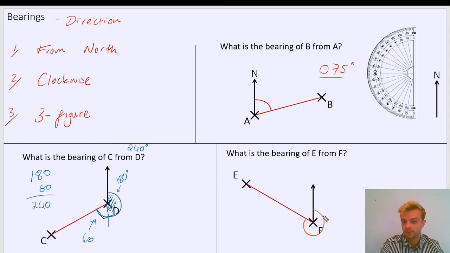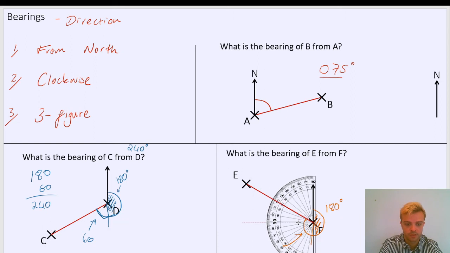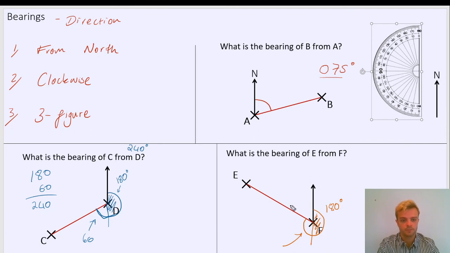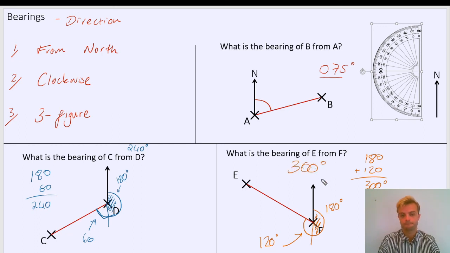And a bit like last time, it's bigger than 180 degrees. So if I section this off, I know that this part of my angle is 180 degrees, and I have to measure this part. So I'll take my protractor, which is already the right way round from our last question, line it up like that, and coming around the outside of the protractor from 0, this angle looks to be 120. So I'll get that out of the way. That angle is 120 degrees, which means the entire angle is 180 plus 120, which is 300 degrees. So what is the bearing of E from F? It's 300 degrees.